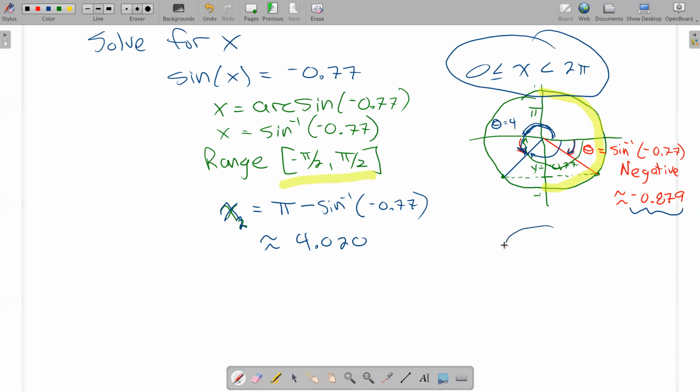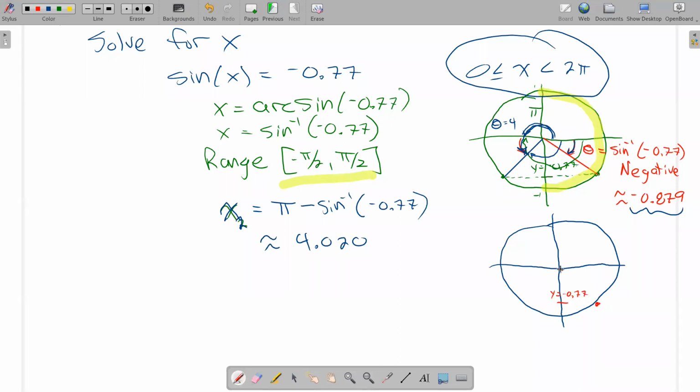Let's draw that picture again. Good thing I went back and read the directions. That looks more like a heart than a circle, but we're going to go with it. So again, on the unit circle, sine is a y value. So down here is that y equals negative 0.77. The sine is familiar with angles on this right side there between negative 90 and 90, or negative pi over 2 and pi over 2.